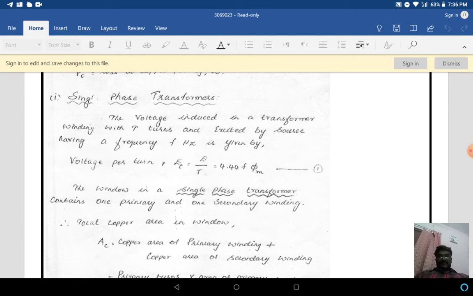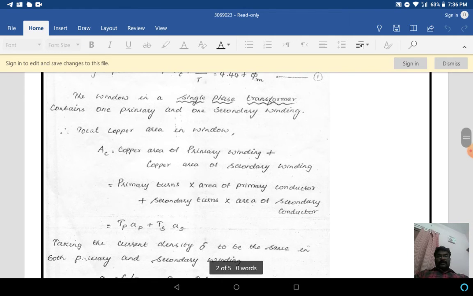That's why here we are writing: the window in a single phase transformer contains one primary and one secondary winding. So the total copper area in the window, AC, is the copper area of the primary winding plus the copper area of the secondary winding. We can write primary turns multiplied by the area of primary conductors plus secondary turns multiplied by the area of secondary conductors. So AC is equal to TP AP plus TS AS. TP is primary turns and AP is the area of the primary conductor.